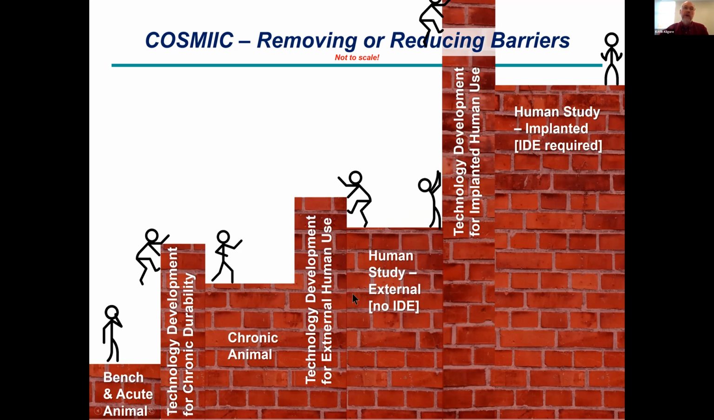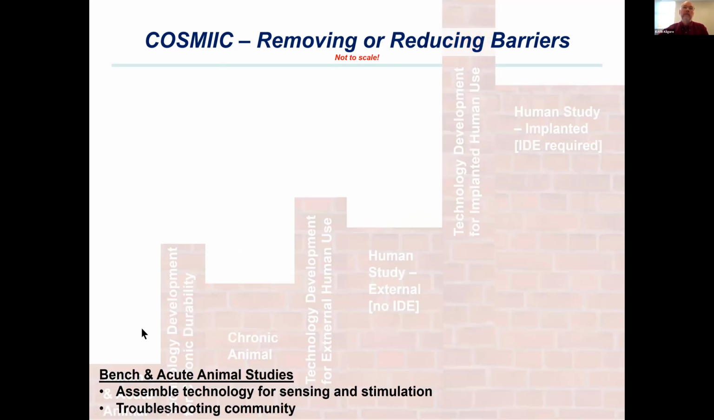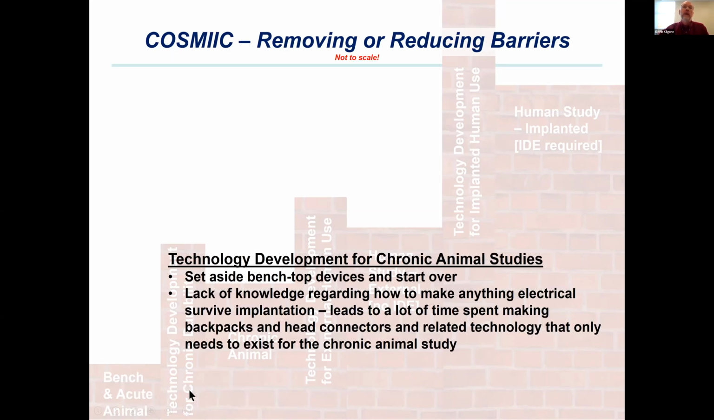And so if we just start over on the left, the first thing is with bench and acute animal studies, you assemble technology, and in general, you're doing this as easily and simply as possible because you don't know exactly what you need, but you're using a lot of bench-based technology at this stage.